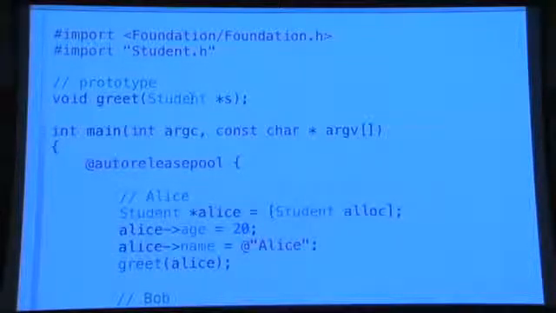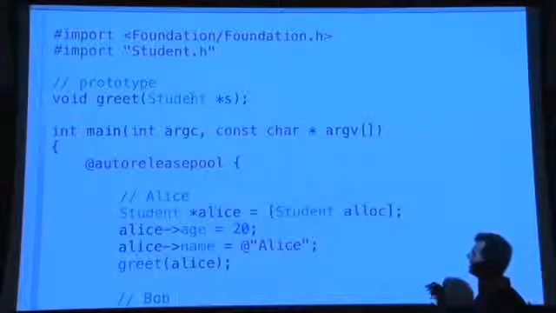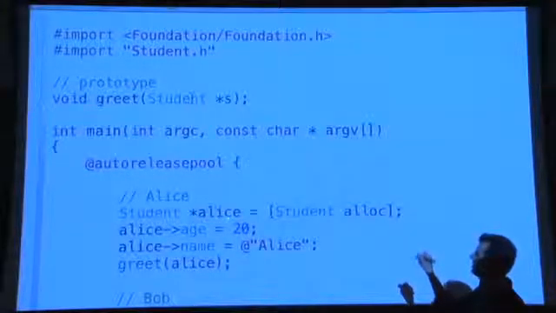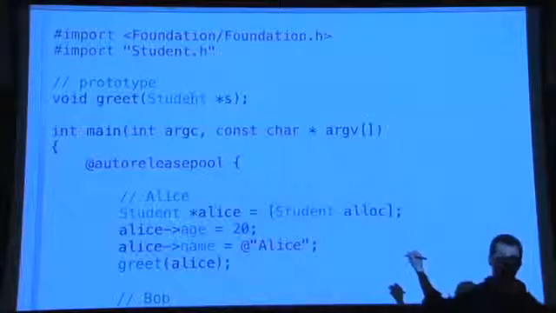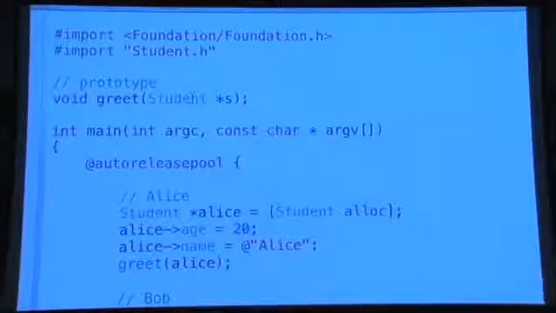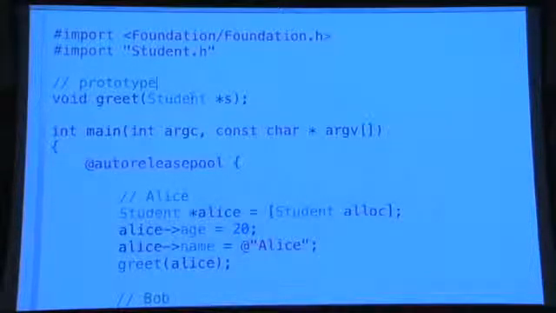And now let's actually do some code. So Alice here has been declared as a variable of type student star. So this is going to be the address of a student object. Well, what am I going to put in that pointer? What value? I want to put the address of an actual student object. So how do I get a student object?